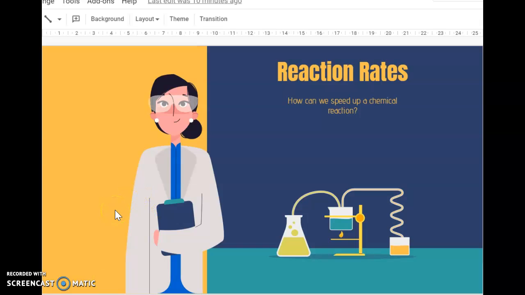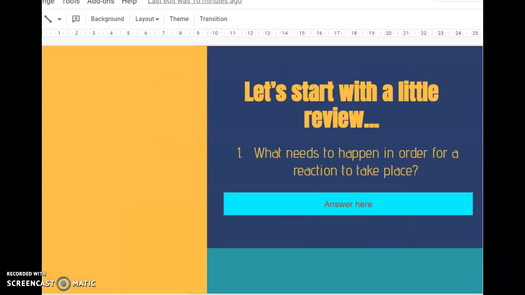Today we're going to continue with our ideas of reaction rates. So how can we speed up a chemical reaction? We're going to start with a little review and think back to the virtual lab. What needs to happen in order for a reaction to take place? Think about collision theory and the 3 parts to collision theory for your answer here.